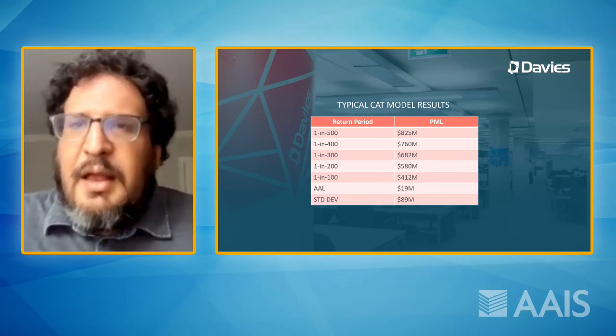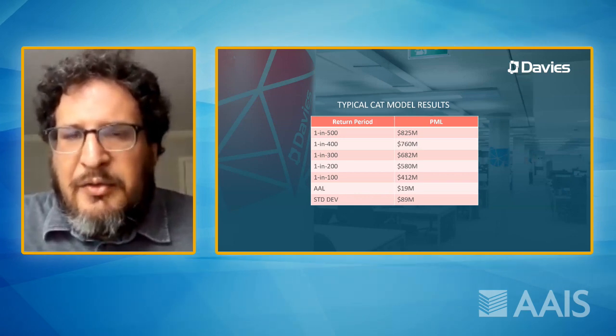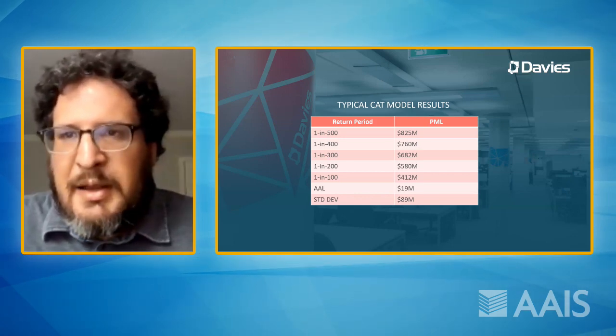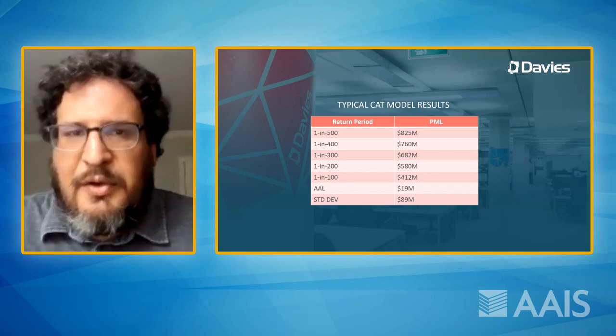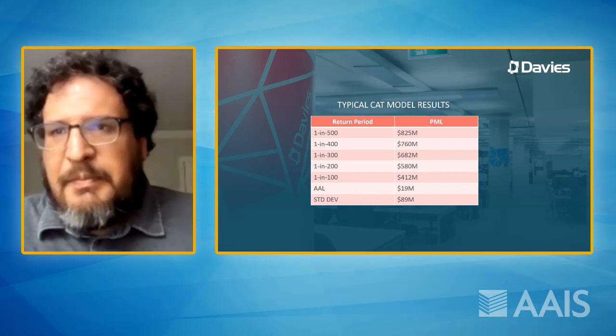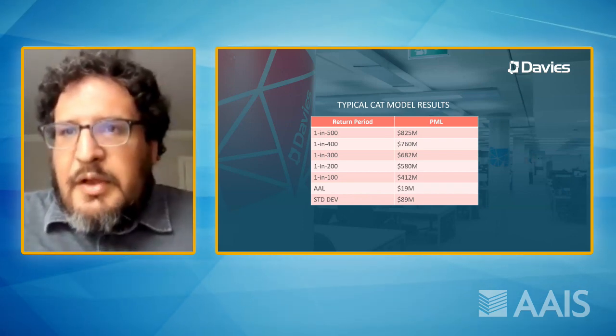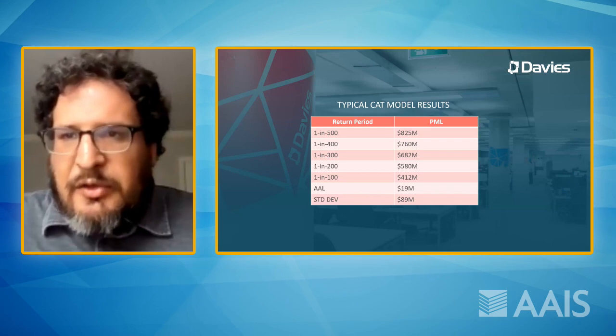In 100 years, we would expect this insurance company to have $1.9 billion of losses at today's dollars and today's exposure. So that's what the average annual loss is projecting.